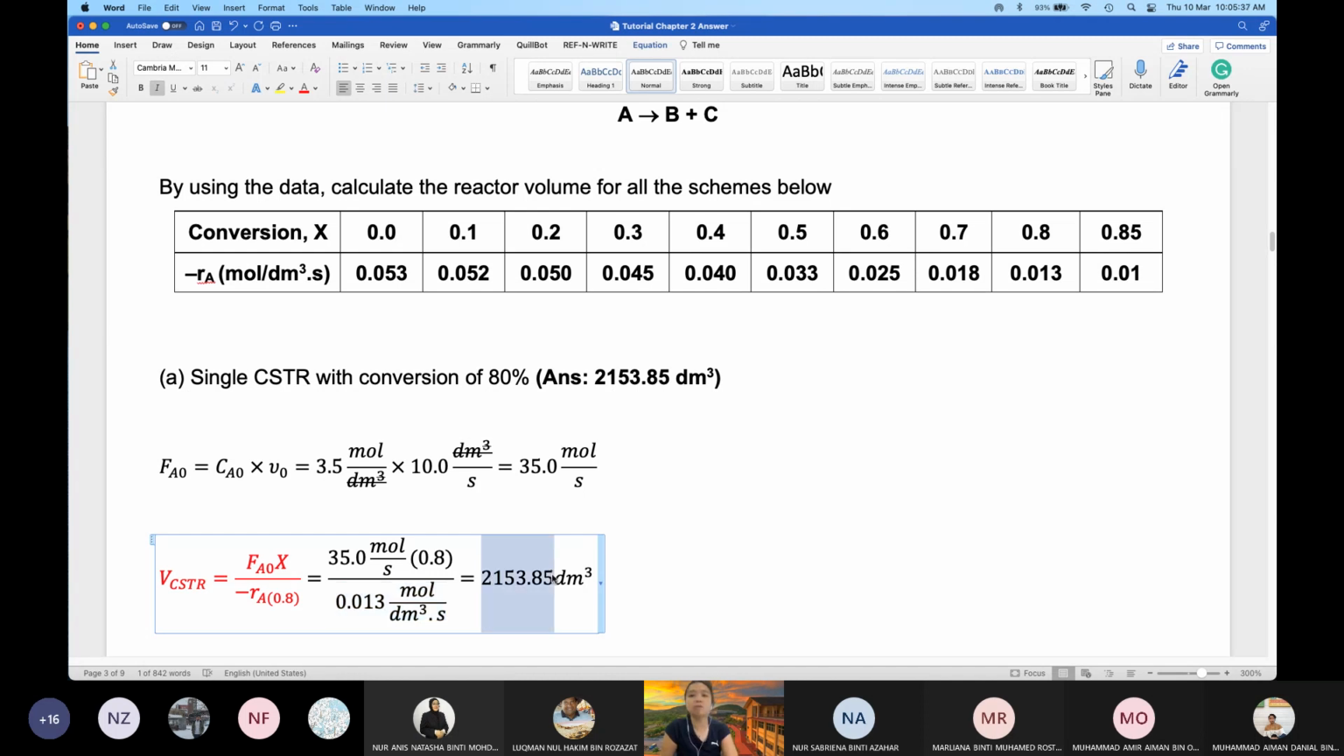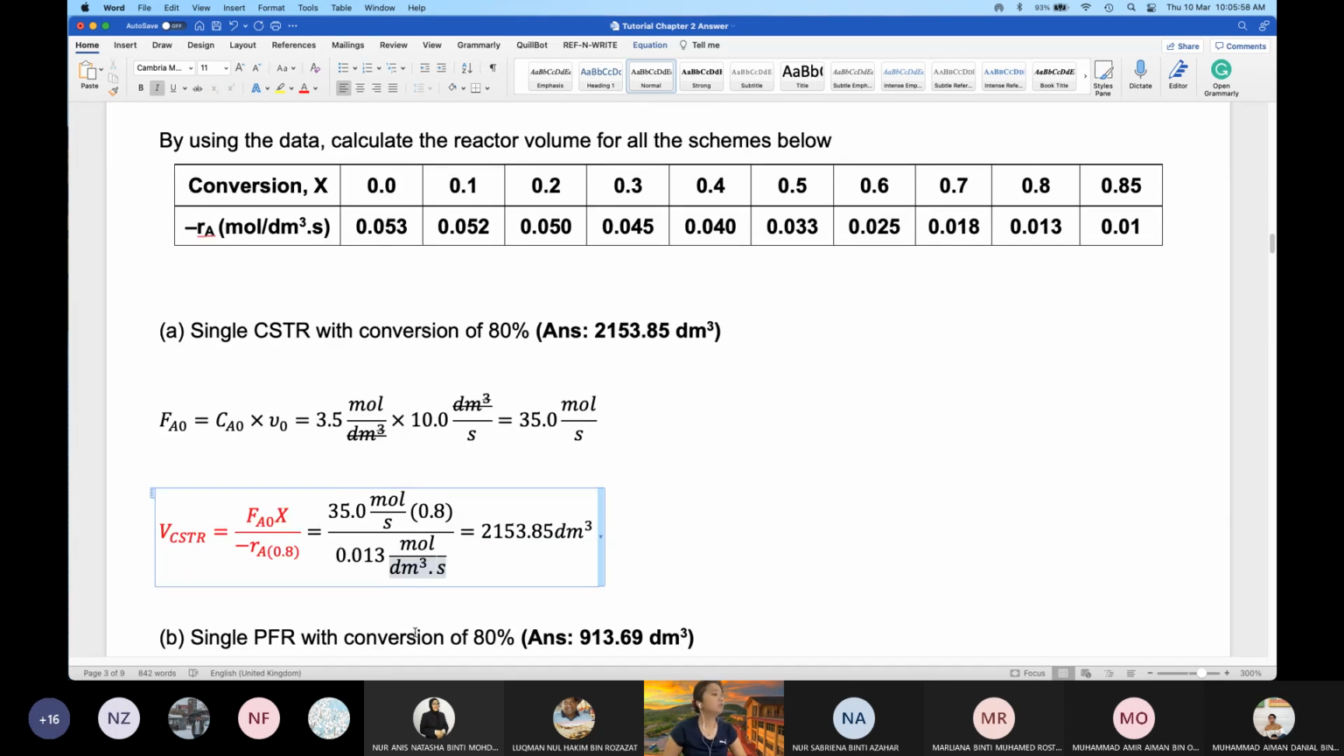2153.85 dm cube. If you are not too sure, again, you can do the unit cancellation. I can cancel my mole. I can cancel my second. I'm left with dm cube. I want to find volume. I get dm cube. Dm cube is indeed volume. Most likely, your answer is correct. So done on the single CSTR.